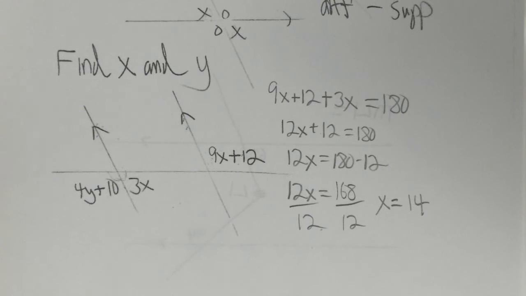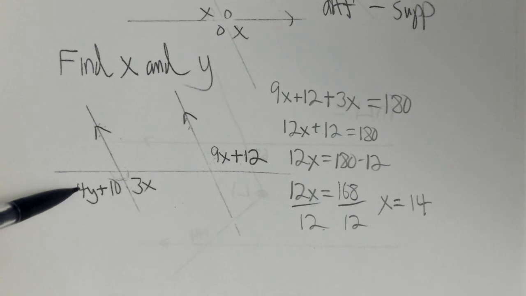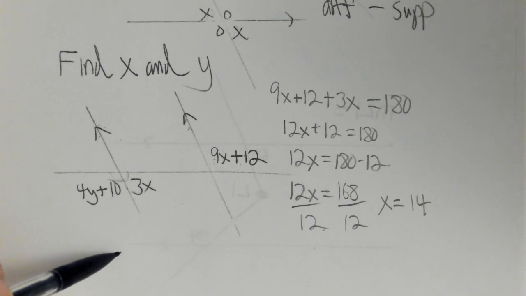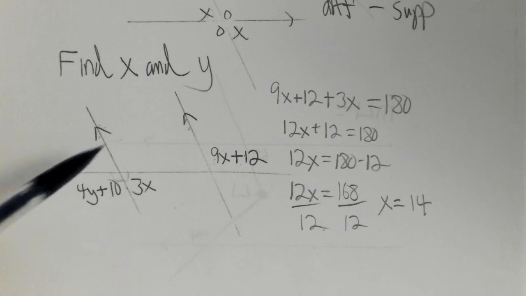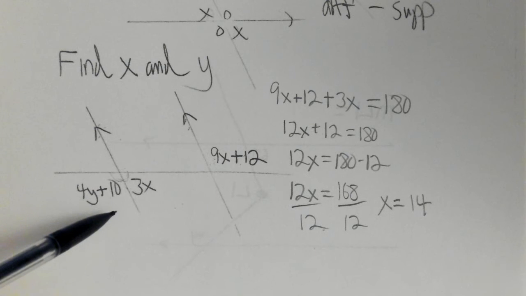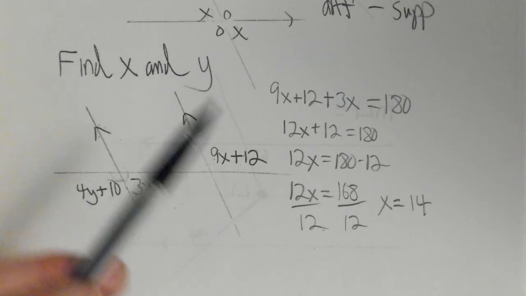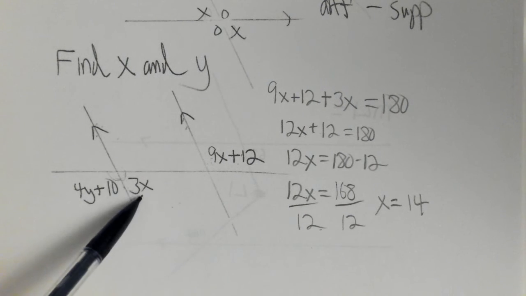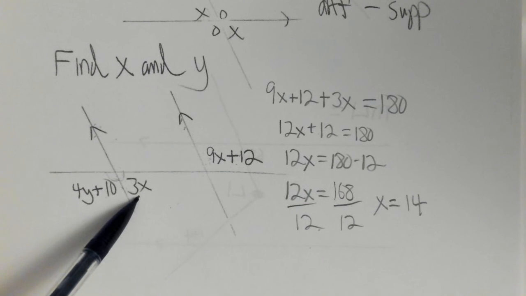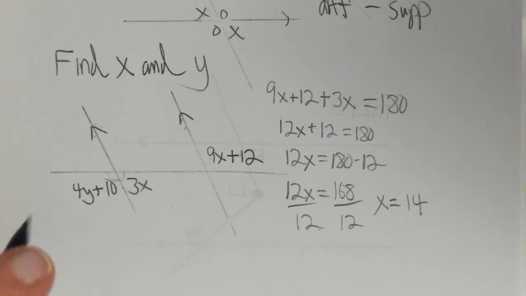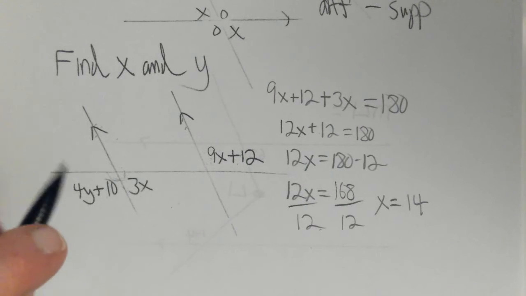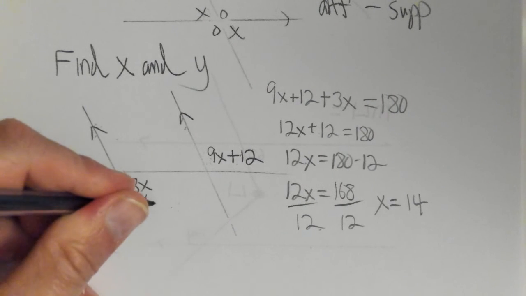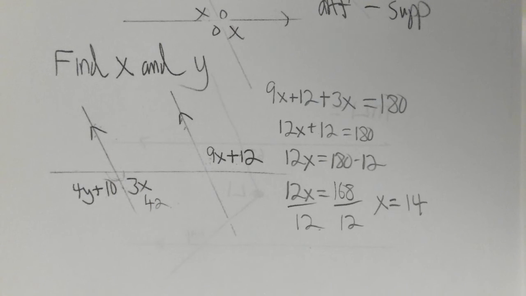But remember, we also still have to find y. Now, there's only one thing in terms of y that they have given to me here. So the question is, what else am I going to use to set up my equation? Well, I already know that x equals 14, so I can plug 14 in here and do it times 3. 3 times 14 is 42. So that angle's 42 degrees.